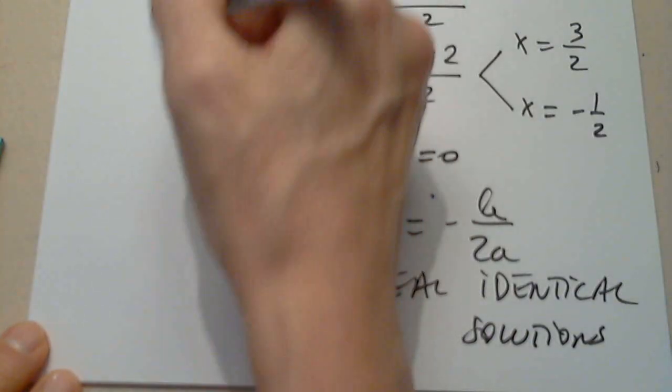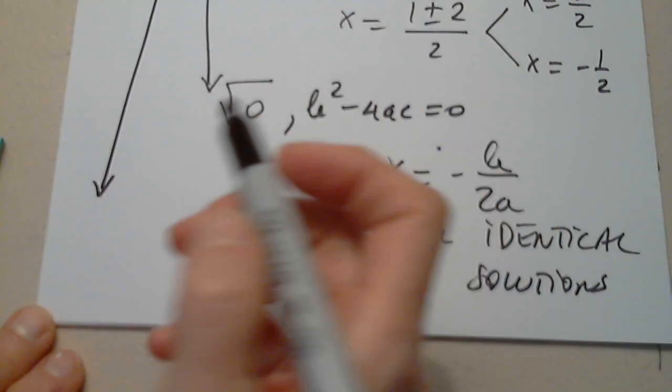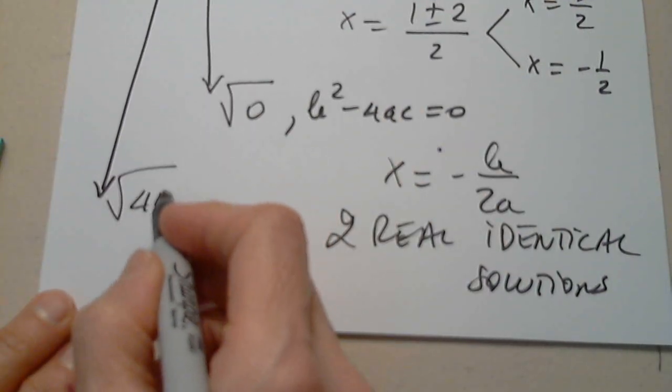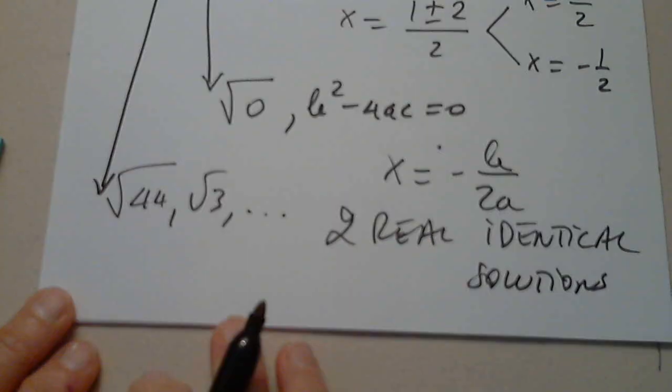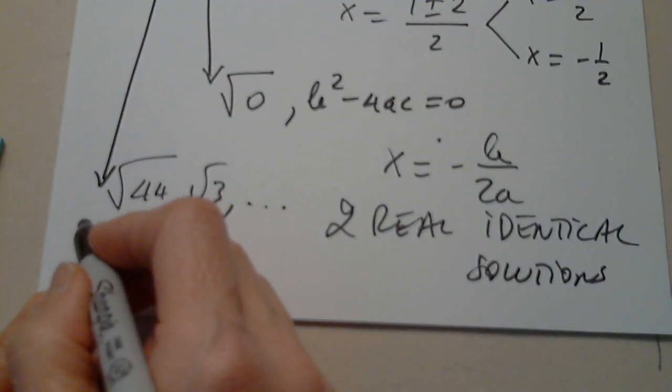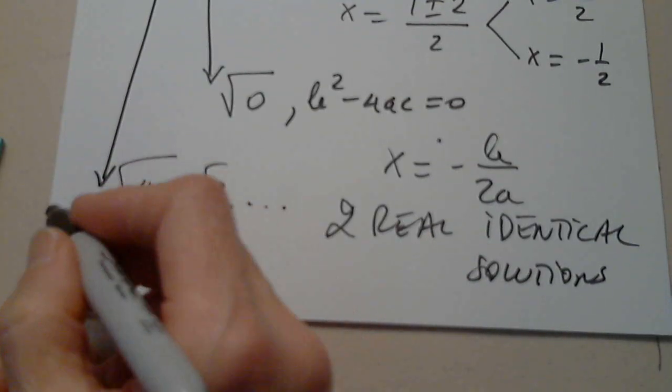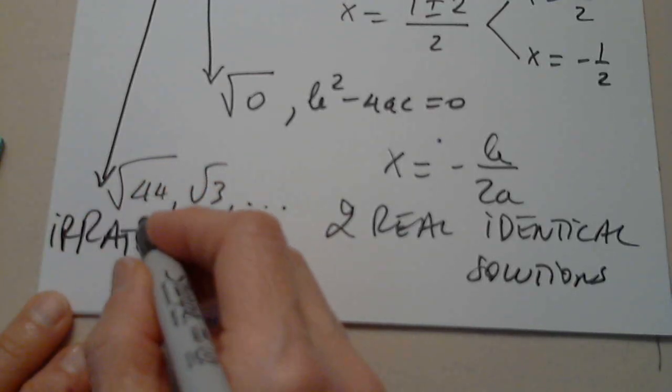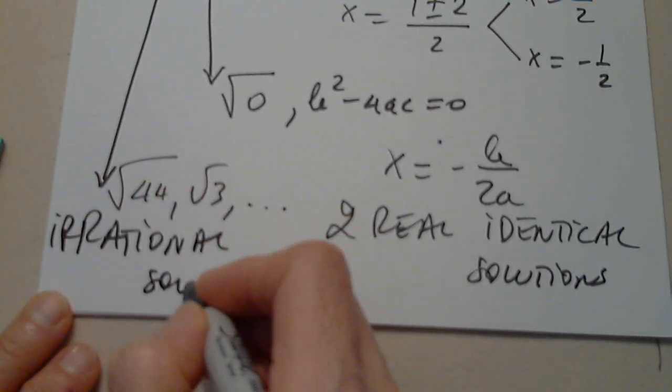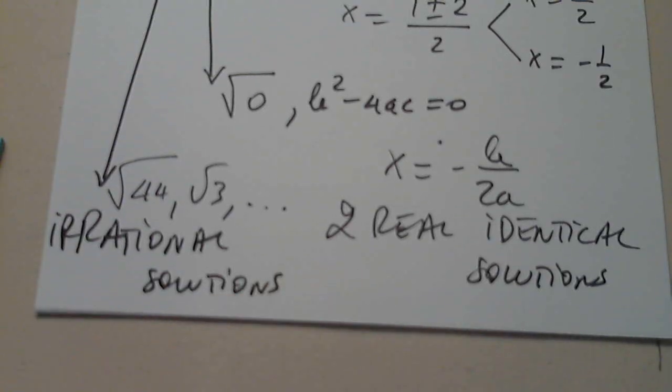And the last possibility, when we have the square root of 44, the square root of 3, and so on and so forth. Those will be irrational solutions. These are all four options.